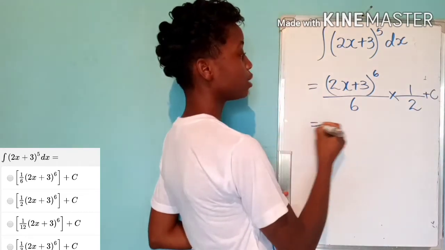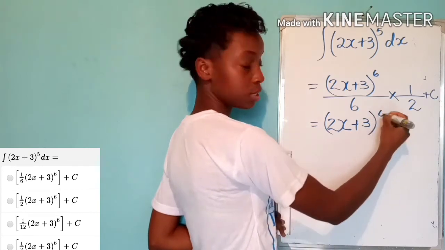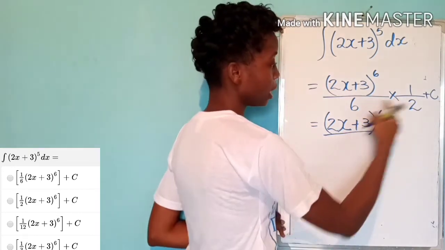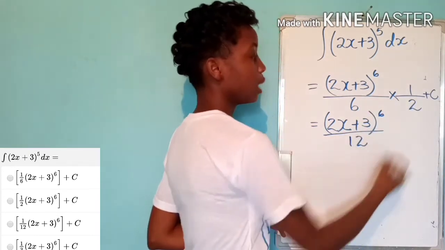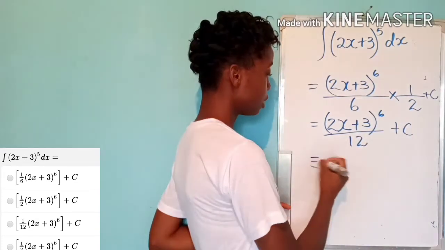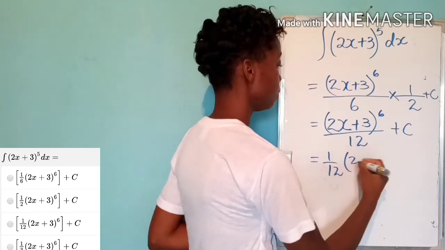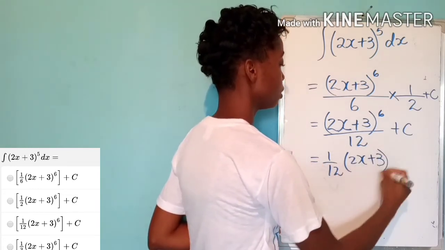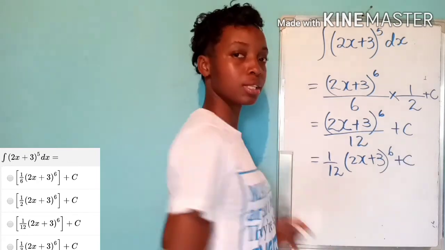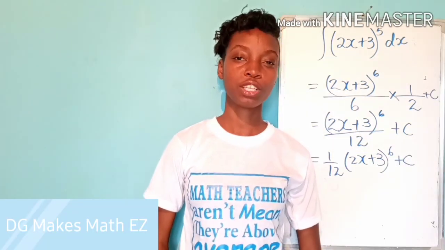plus c. And so we have 2x plus 3 raised to the 6th power divided by 6 times 2, which is 12. But as presented in our options, this can be rewritten as 1/12 times 2x plus 3 raised to the 6th power plus c. That is our final question, and that's it for basic integration.